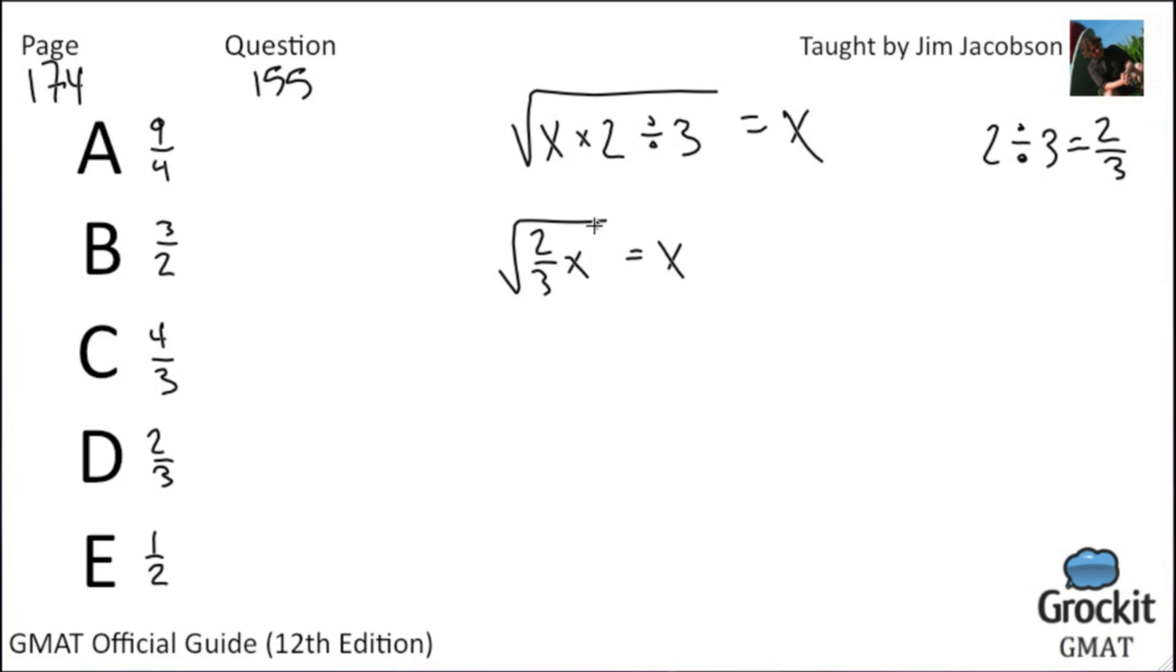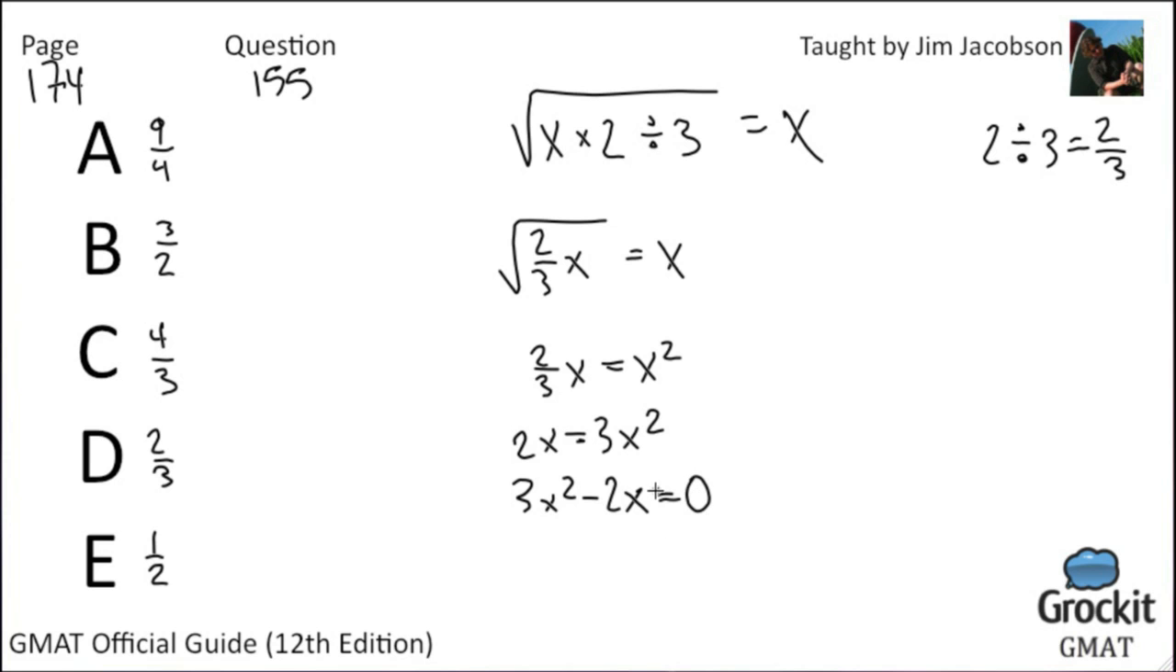The best next step, of course, is to get rid of the radical sign, so we square both sides. That leaves us with 2/3 x over here and x squared over here. And then we actually also want to get rid of the fraction, so we multiply both sides times 3. So we get 2x equals 3x squared, and we can get everything over on one side of the equation. That's 3x squared minus 2x equals 0.